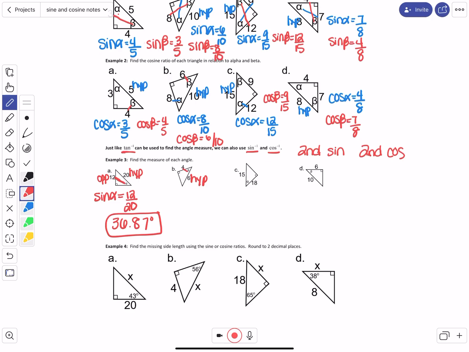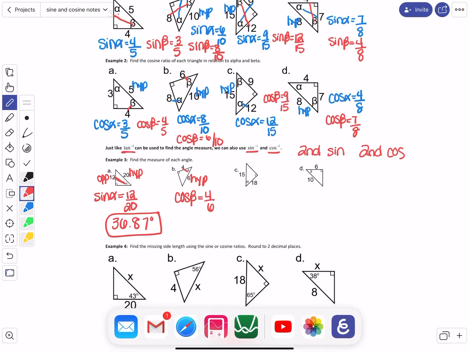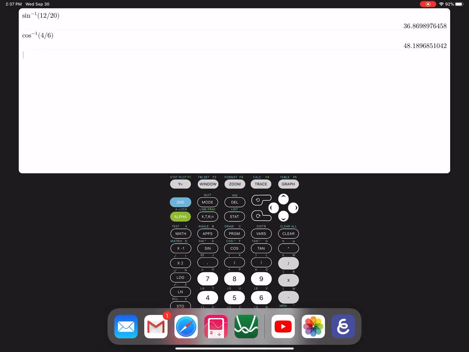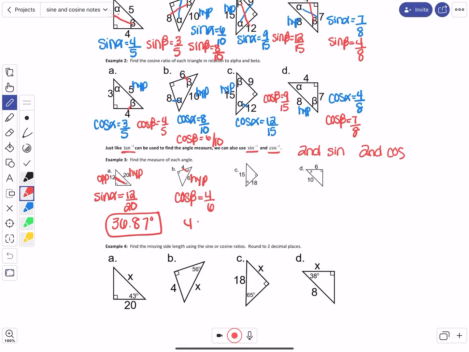Now on this one, for beta, this is my hypotenuse. The 4 is adjacent to it. It's right beside of it. It's not across the triangle. It's not far away. It's right beside of it. So therefore, I'm using cosine. Cosine of beta, adjacent, 4 over 6. Remember, the 6 has to go on the bottom. For sine and cosine, your bigger number has to go on the bottom. So I'll do inverse cosine 4 over 6. So second cosine 4 over 6, 48.19 degrees.